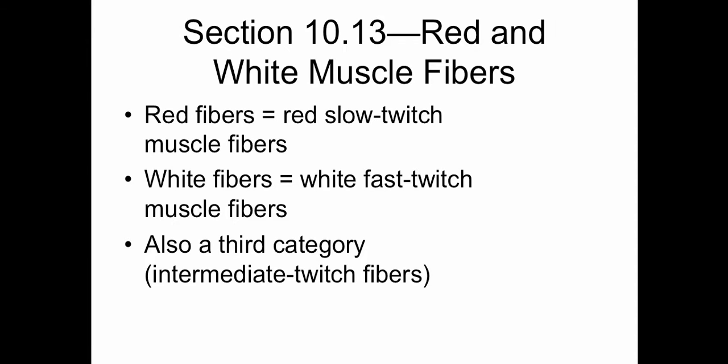There are both red and white muscle fibers. Red fibers are red slow twitch muscle fibers. White fibers are white fast twitch muscle fibers. There is also a third category, which we call the intermediate twitch fibers. Although some conversion seems possible, for the most part, the ratio of red and white fibers in our bodies is genetically determined.